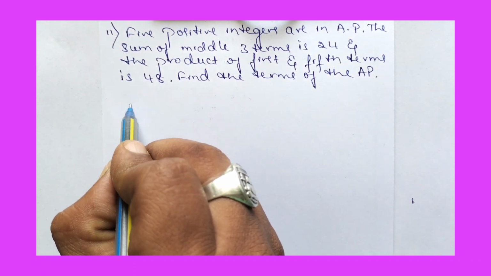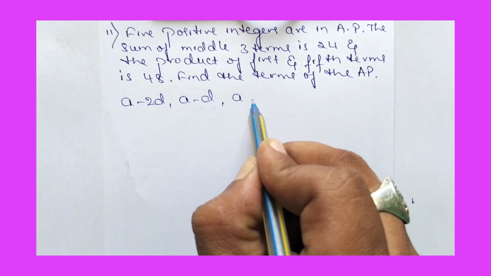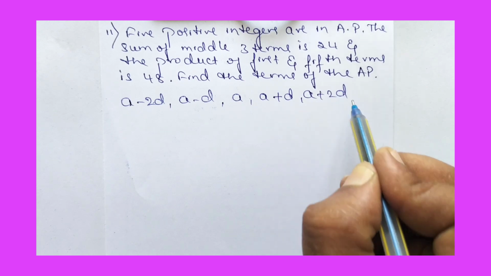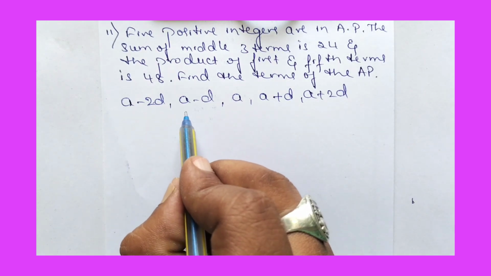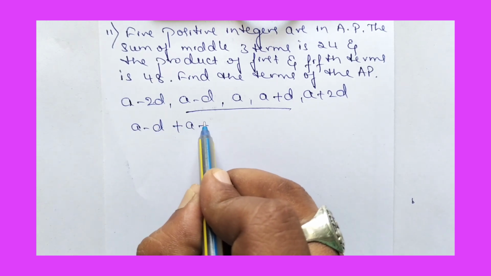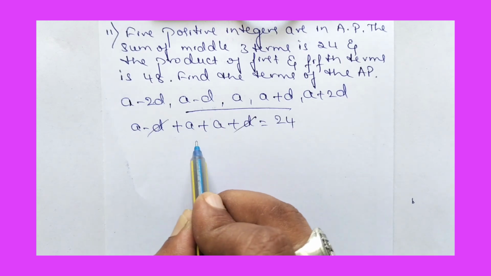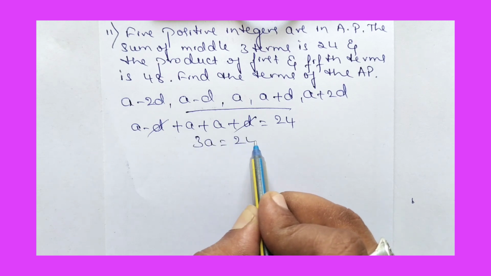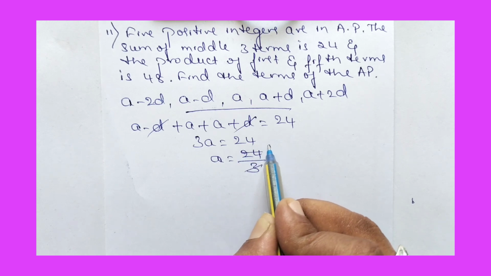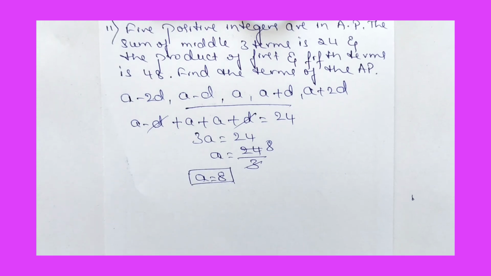ಸೊ ಲೆಟ್ the 5 terms of an AP be a minus 2d, a minus d, a, a plus d, a plus 2d. These are the 5 terms. So idrolagade middle 3 terms na add maadkolana. So a minus d plus a plus a plus d, 3 add maadkondre 24 anta helidare. So plus d minus d cancel. So 3a is equal to 24. a is equal to 24 by 3. 3 8s are 24. So value of a is 8. ಸೊ ಏ ವ್ಯಾಲ್ಯೂ 8 ಬಂತು.